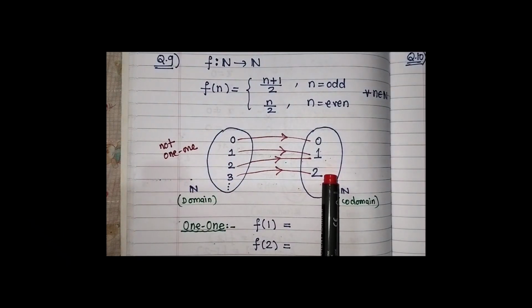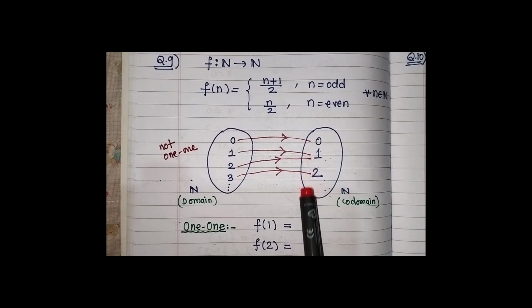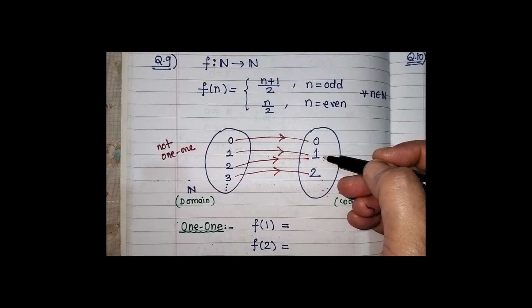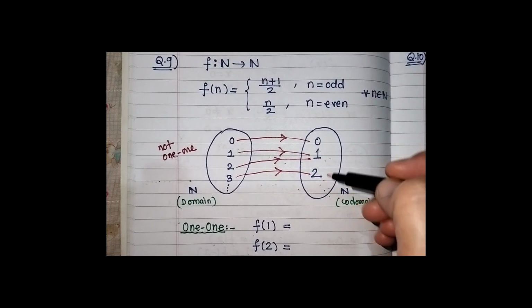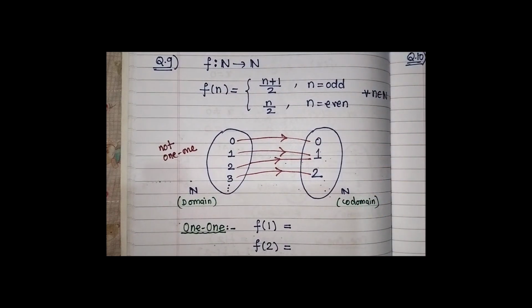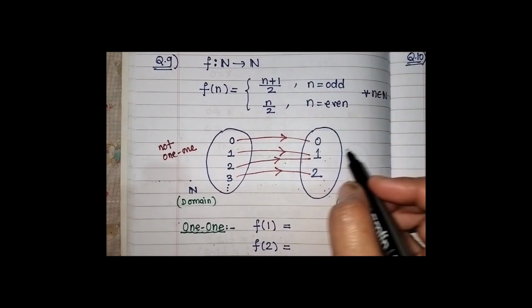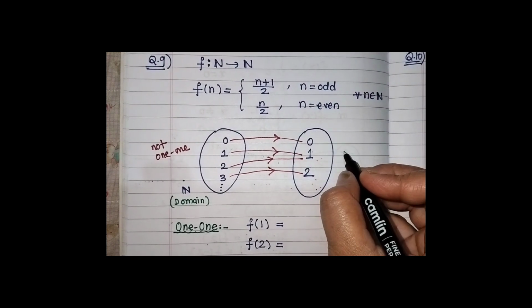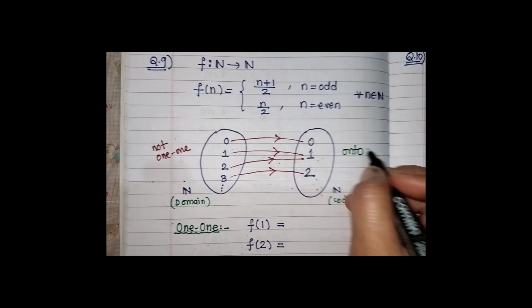Now let's talk about onto. Now what will happen in onto? As you can see, the mapping will cover the numbers 0, 1, 2. Every even and every odd number is covered in this mapping. So that means this function will be onto. Here the range will be equal to the codomain. So range is equal to codomain. So in this case, this function is onto.